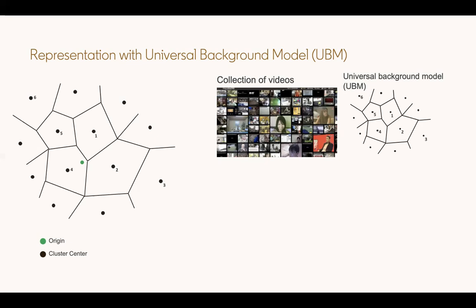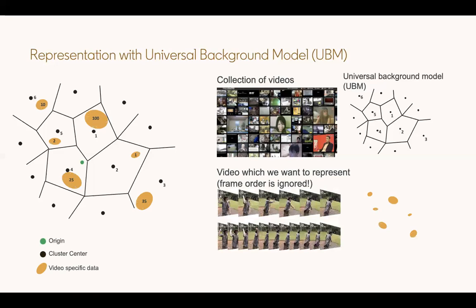The black dots over here represent the means of each of these cluster centroids, and the Voronoi regions represent the domain, the region in which all the points are closest to the mean of that specific cluster. Now that we have these clusters gotten using k-means clustering or Gaussian mixture modeling, now that we have this UBM model, we can represent each video with respect to this UBM model. And the way that is done is this.